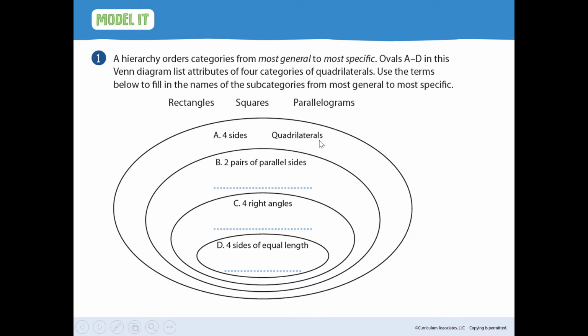So on the outside, the most general one is quadrilaterals. So letter B, 2 pairs of parallel sides. We would call that a parallelogram. And inside parallelogram, more specifically, a shape with 4 right angles is a rectangle. And then even more specific than that, in letter D, 4 sides of equal length would be squares.